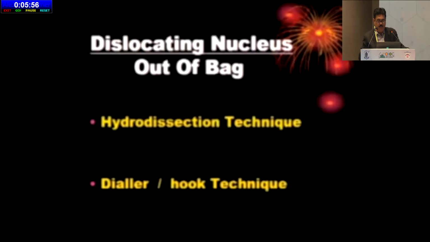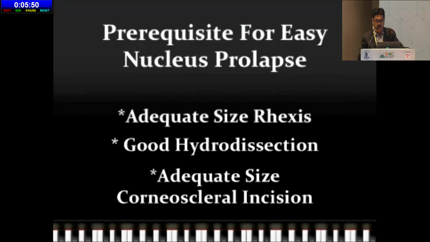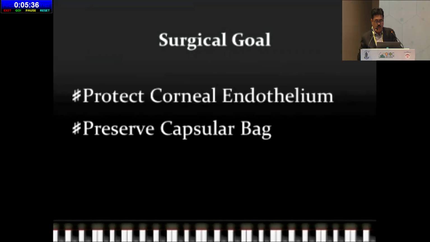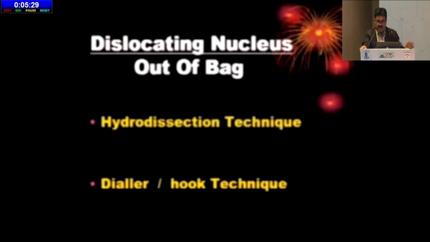So what are the techniques for dislocating the nucleus out of the bag? This is the hydrodissection technique or the dialer or hook technique. We have 2 dialers. Prerequisites for easy nucleus delivery: adequate size capsulorhexis, good hydrodissection, and an adequate size corneal scleral incision. Do not hesitate to make a big incision if the nucleus is hard. The surgical goal is to protect the corneal endothelium and preserve the capsular bag. These are our aims in any phaco-SICS surgery.